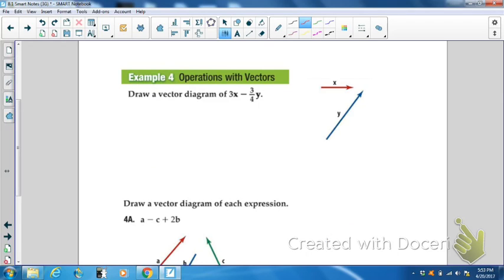All right, so we're going to do operations with vectors. We have multipliers, and it's exactly what it says it is. We're going to take x and we're going to make it 3 times what it is right now. So we want to triple the length of x.